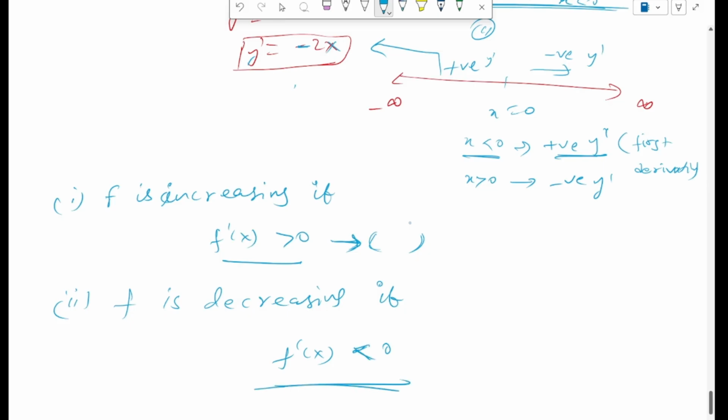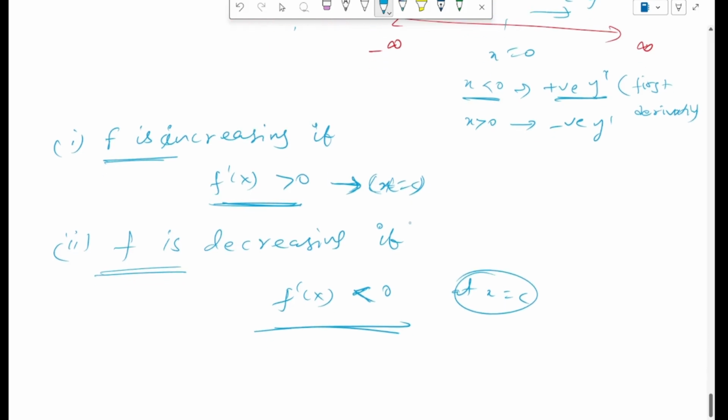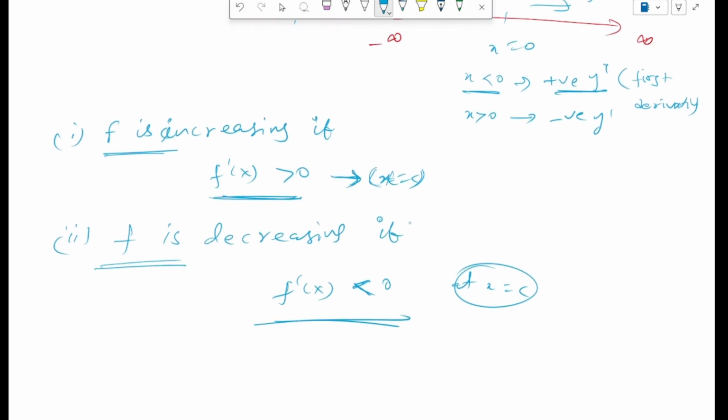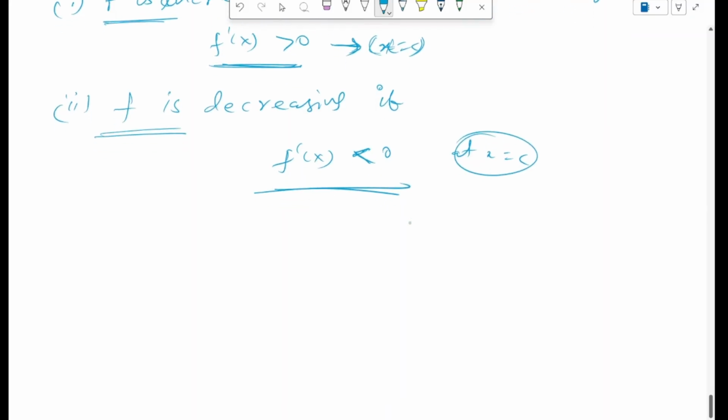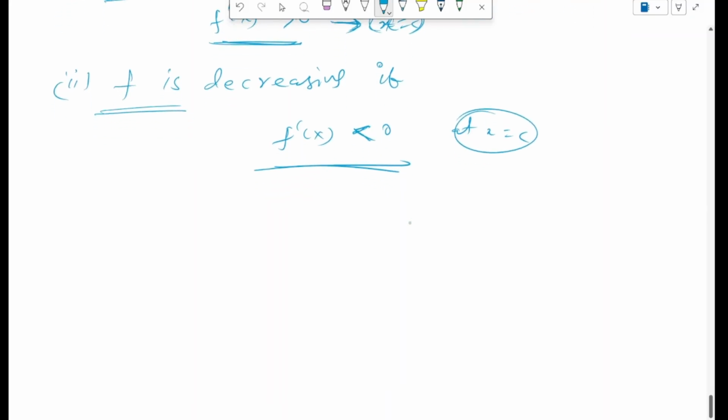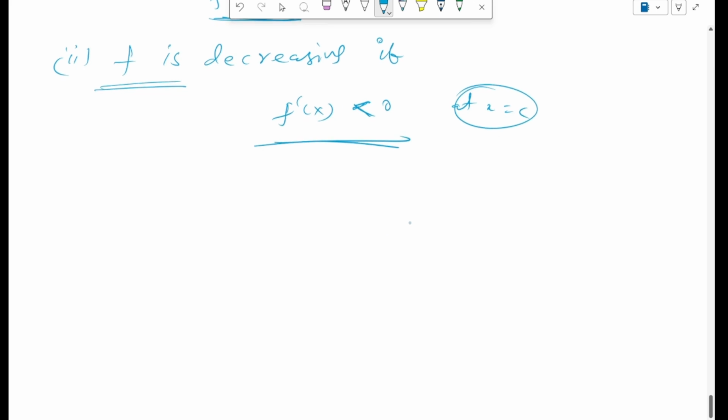If the first derivative of the function is less than 0 at some point, let us say at x equal to c, then we say that at x equal to c, function f is decreasing. If the first derivative is greater than 0 at x equal to c, then we say that at x equal to c, the function is increasing. But how does this happen? Let us delve in more detail into this first derivative test.